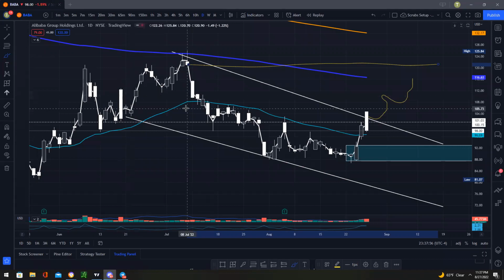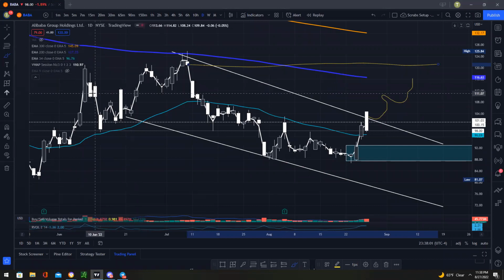What indicators do I like to use? Right here. VWAP, exponential moving averages, and that's pretty much it.